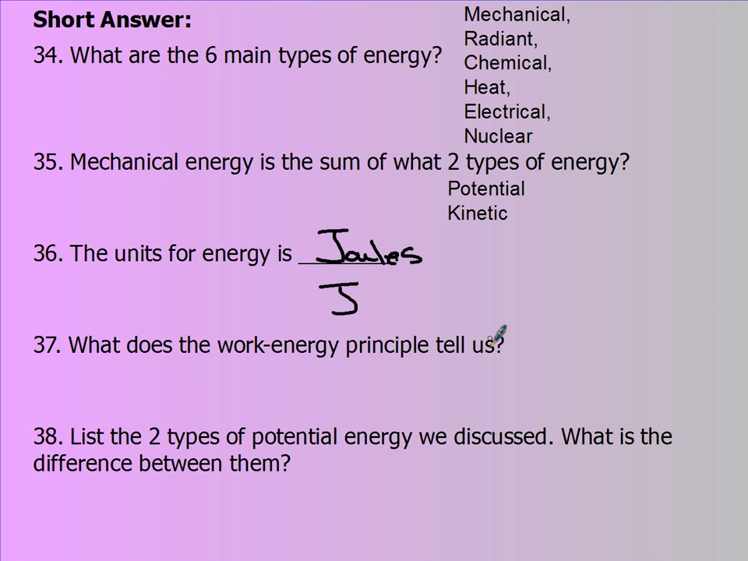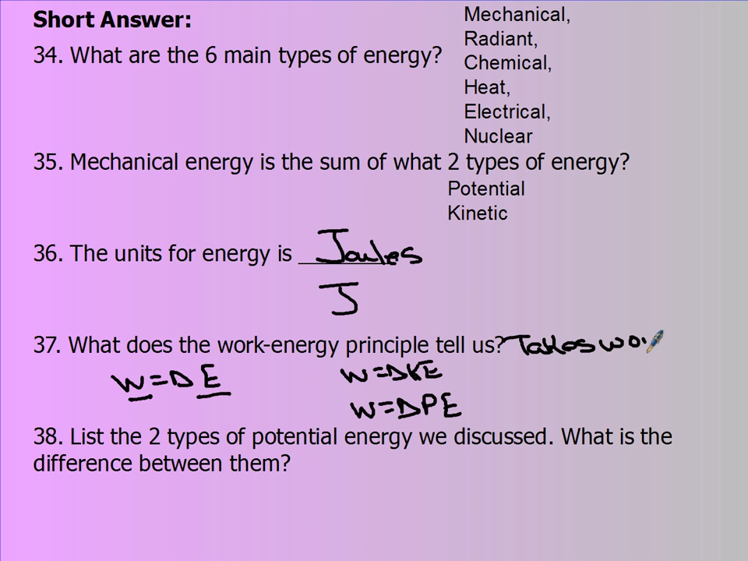What does the work energy principle tell us? Work is the change in energy. Work may be the change in kinetic energy, or work may be the change in potential energy. Basically, it takes work to change the form of energy. That's probably the best way to put it. It takes work to change energy forms. So from chemical to mechanical to thermal, say.